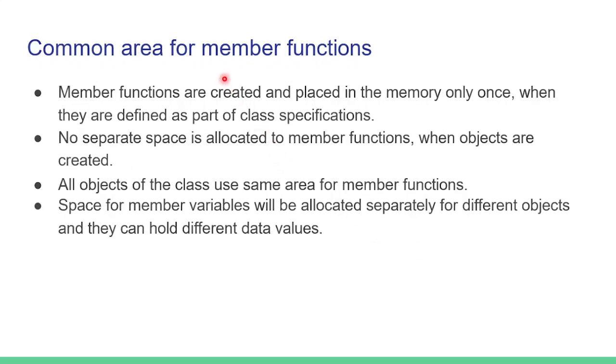So what is the common area for member functions? Member functions are created and placed in the memory only once when they are defined as a part of the class specification. No separate space is allocated to member functions when objects are created. All objects of the class use the same area for member functions. Space for member variables will be allocated separately for different objects, and they can hold different data values.